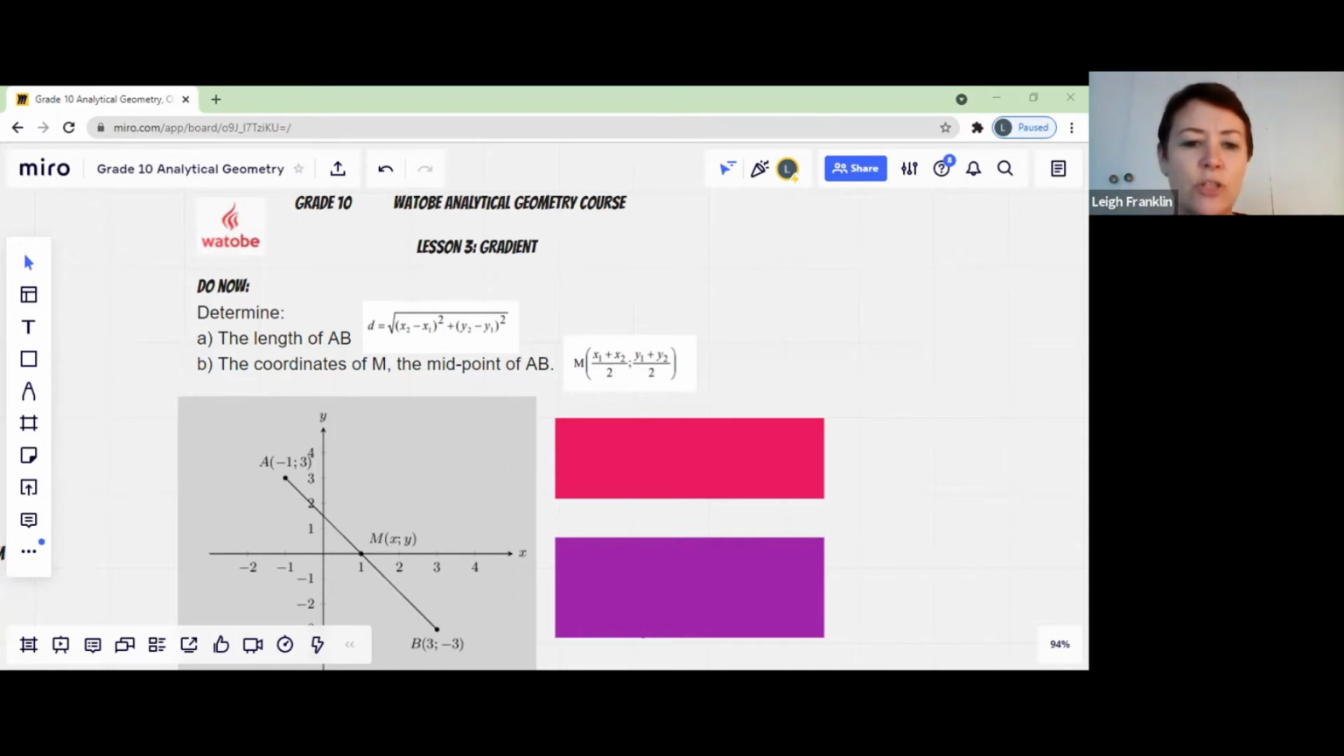Please get started on the do now. Question A is based on the distance formula, which is what we did in our first lesson together. Question B is based on determining the coordinates at the midpoint, which is what we did in our second lesson. The diagram is there for you. You should hopefully be able to work out the distance and the midpoint M without too much difficulty. I'll just wait for everybody to arrive and then we can mark and get underway.